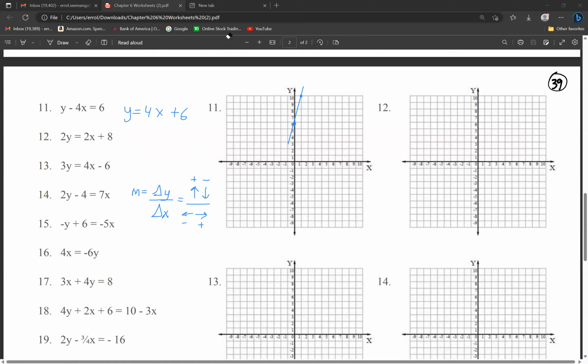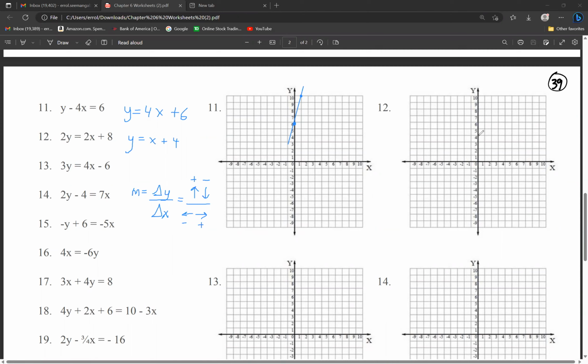What can we do with 12 to both sides? We want to solve for 1y, not 2y. So what can we do? Divide by 2. So what's everything divided by 2? X plus 4. Good. All right, 12.